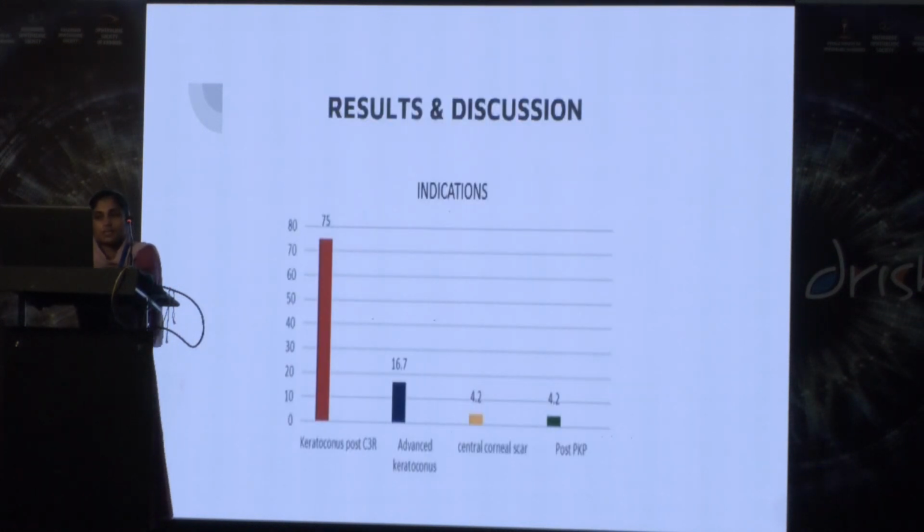Coming to the results and discussion, we found that the main indication for scleral contact lenses was in keratoconus patients. Almost 75% of the patients who were prescribed scleral contact lenses were keratoconus patients post C3R, 16.7% of the patients had advanced keratoconus, 4.2% of the patients had a central corneal scar, and 4.2% were post penetrating keratoplasty.